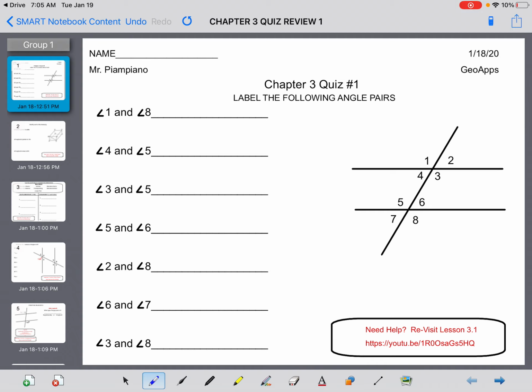The first part, all they want you to do is label the following angle pairs. We have angle 1 and angle 8. And remember, here is our transversal. These are on the exterior of the transversal. So remember, your exterior is out here, and your interior would be on the inside. This is interior. So we have angle 1 and angle 8, which is on the exterior, and they are on alternate sides of the highlighted line, or the transversal. So they are alternate exterior.